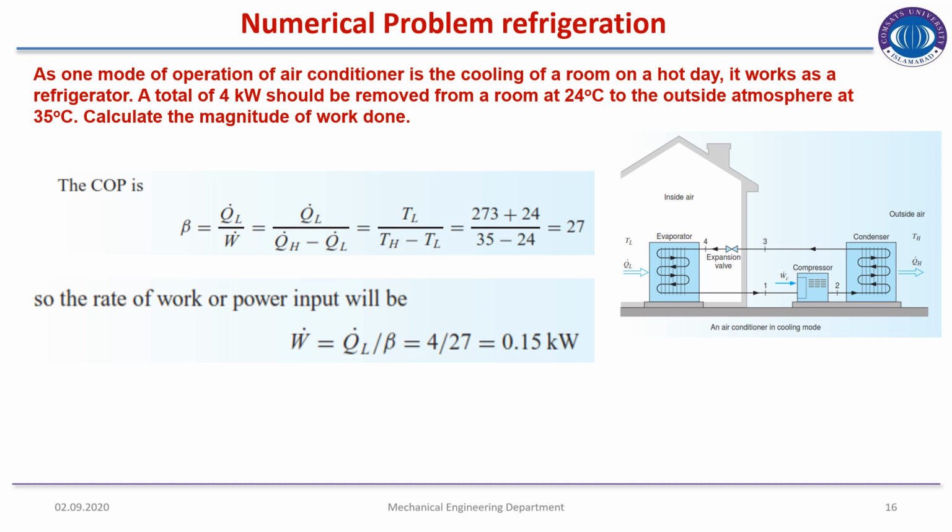Now we will solve a numerical problem, refrigeration. As one mode of operation of air conditioner is the cooling of a room on a hot day, it works as a refrigerator. A total of 4 kilowatt should be removed from the room, a room at 24 degrees centigrade and the outside atmosphere is 35 degrees centigrade. Calculate the magnitude of work done.